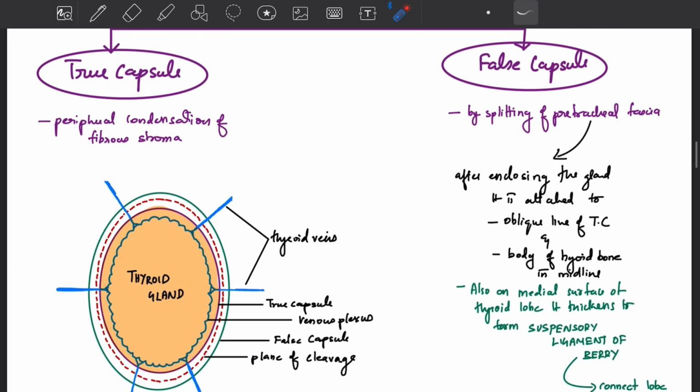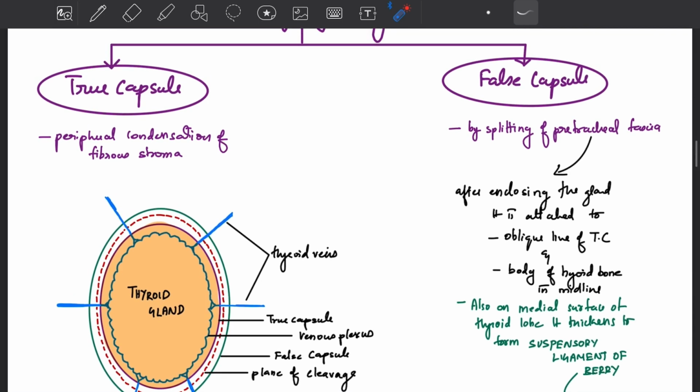So when we repeat the topic, this is the false capsule and this is the true capsule. The true capsule is formed from the peripheral condensation of fibrous stroma, that is from the thyroid gland itself, whereas the false capsule is formed by the splitting of the pretracheal fascia.